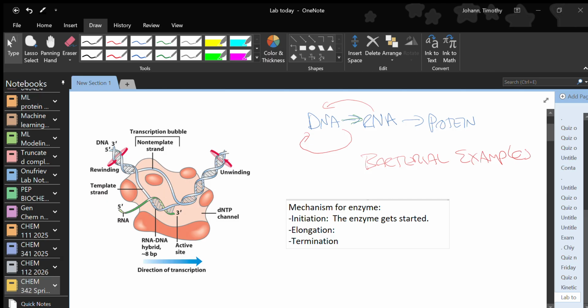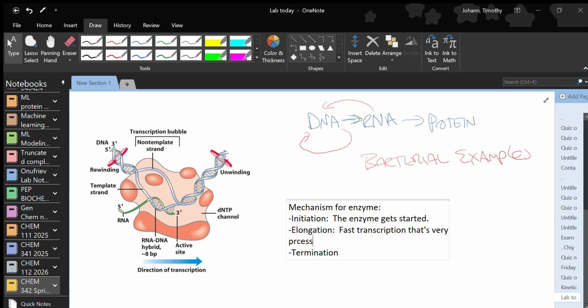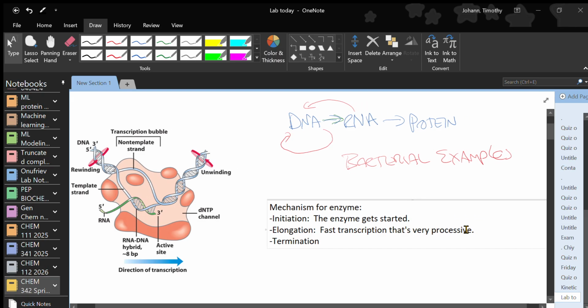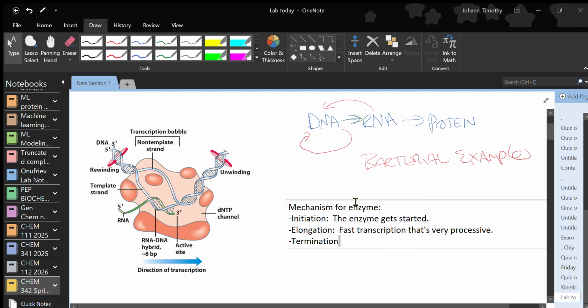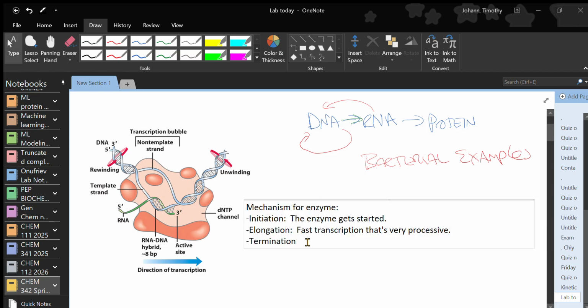Elongation is going to be the fast transcription. That's very processive. We'll talk about that in a minute. What does it mean when we say processive? That's how many it can add before it falls off. So you've got the transcriptase sitting on a DNA template. And then termination is where your enzyme stops and falls off the template.